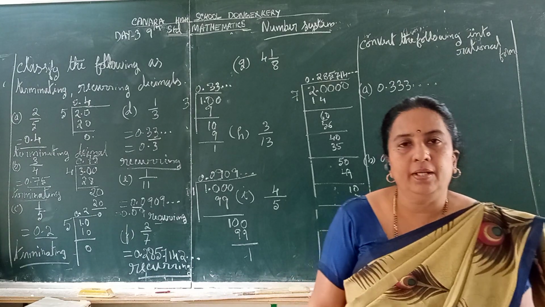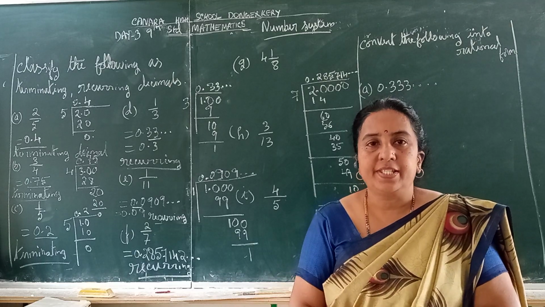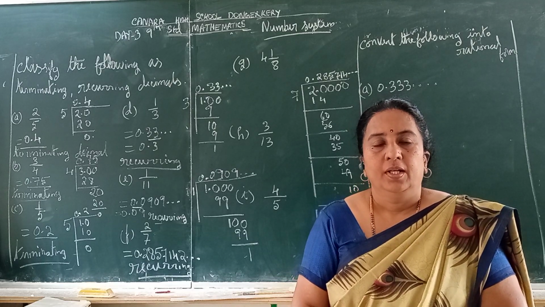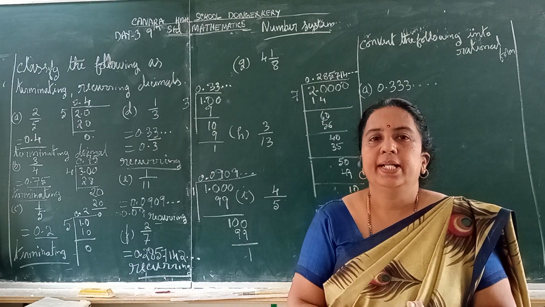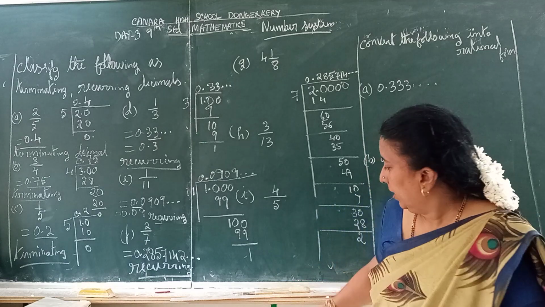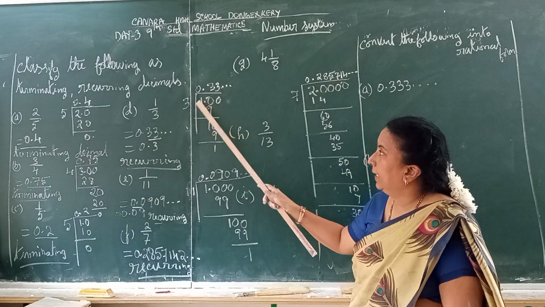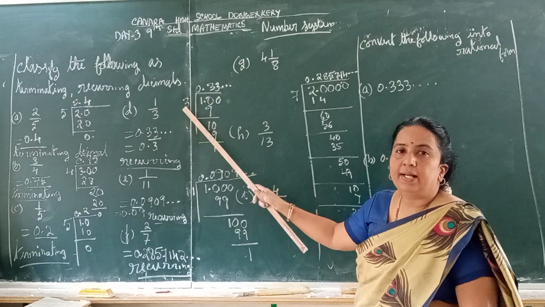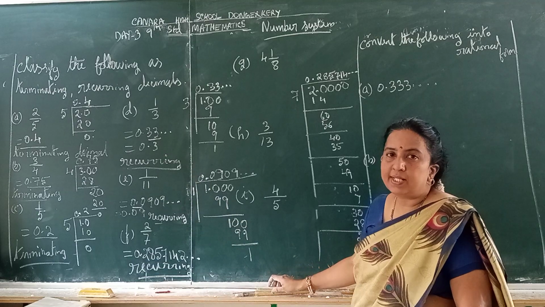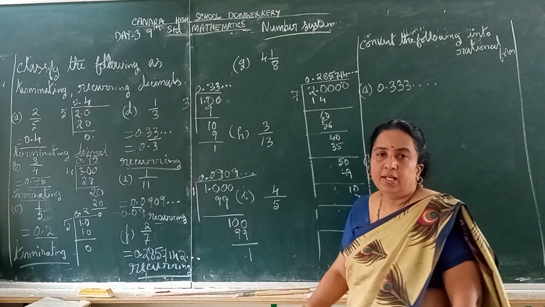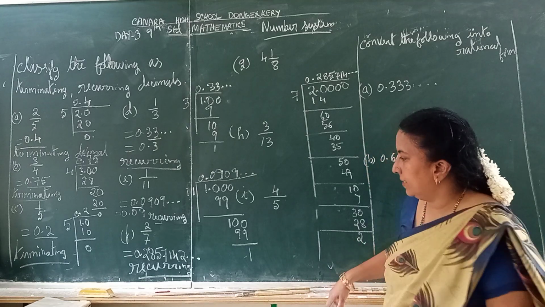Understood all these sums? How to convert a fraction into decimal? Denominator will be the divisor, numerator will be the dividend. Numerator should be written inside the long division method. Denominator should be written outside the long division method. That we already studied in our previous class. Shall we continue? And I will erase this long division.